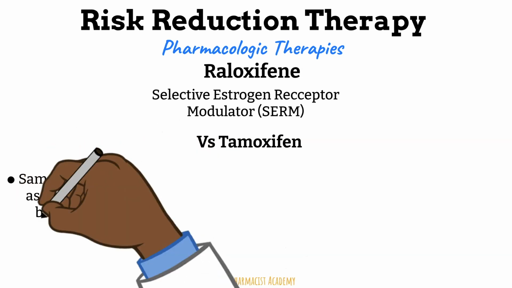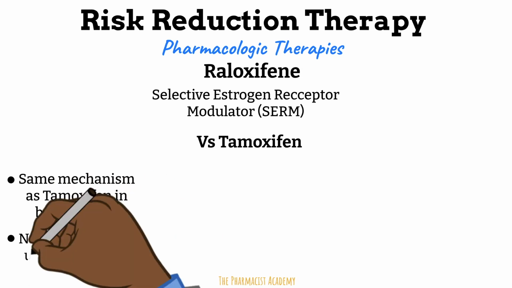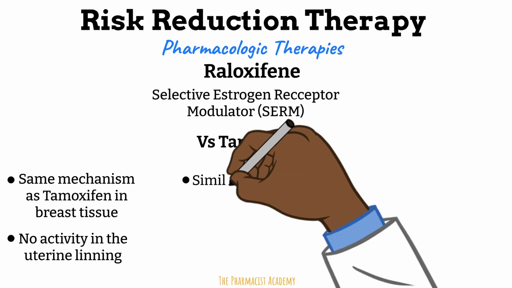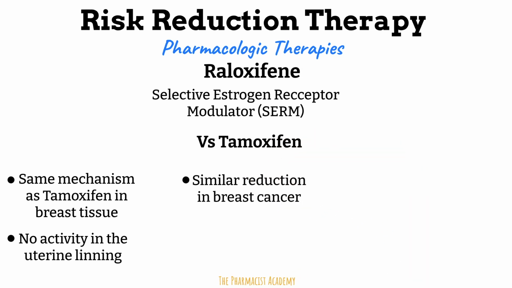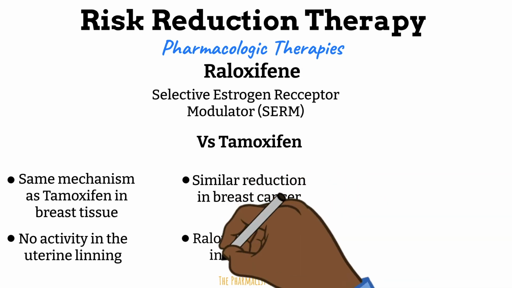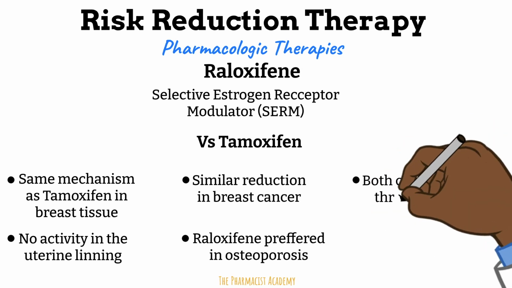Next, raloxifene. Raloxifene is also known as a SERM, just like tamoxifen. Both block estrogen receptors in the breast, but raloxifene does not stimulate the uterine lining. So with raloxifene, there is a significantly lower incidence of uterine cancer. The trial that compared raloxifene to tamoxifen in postmenopausal women with lobular carcinoma in situ found similar reduction in breast cancer in both groups. In patients who we are concerned about fractures or osteoporosis, raloxifene is the preferred option. Both of these agents are contraindicated in patients with a history of thromboembolic events.